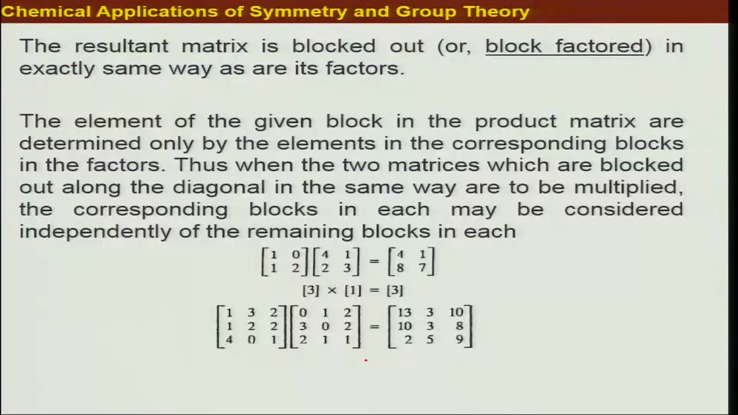Moreover, the element of the given block, okay, we have 3 blocks there. So the elements of the given block in the product matrix are determined only by the elements in the corresponding blocks in the factors. Thus, when two matrices which are blocked out along the diagonal in the same way are to be multiplied, the corresponding blocks in each may be considered independently of the remaining blocks in each.